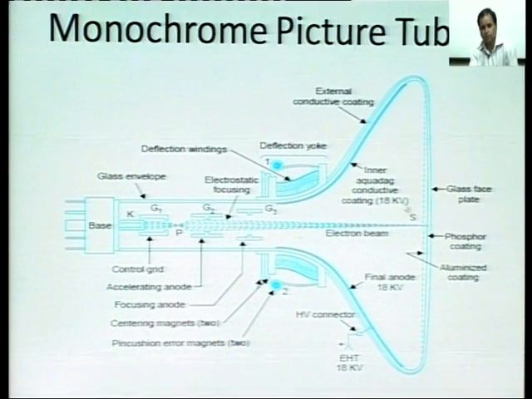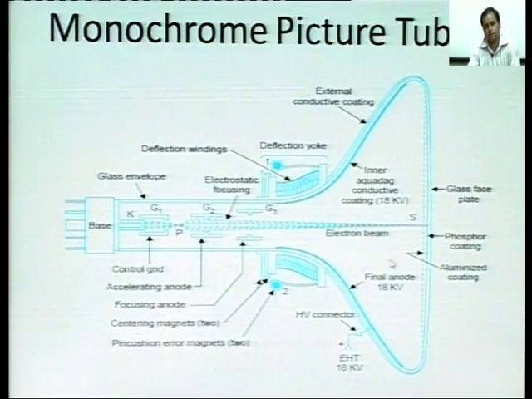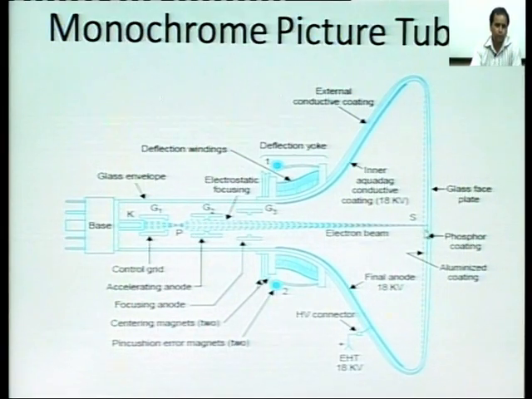These electrons will keep scattering and wandering here, and they will interfere with the incoming electron beam. When the electrons in the incoming beam are intercepted by the electrons present in this drift area, they will cause diffraction. So, to avoid this, what do we do? We provide here the EHT, extra high tension, which is of such a high voltage, 18 kV, and this is also called the final anode.